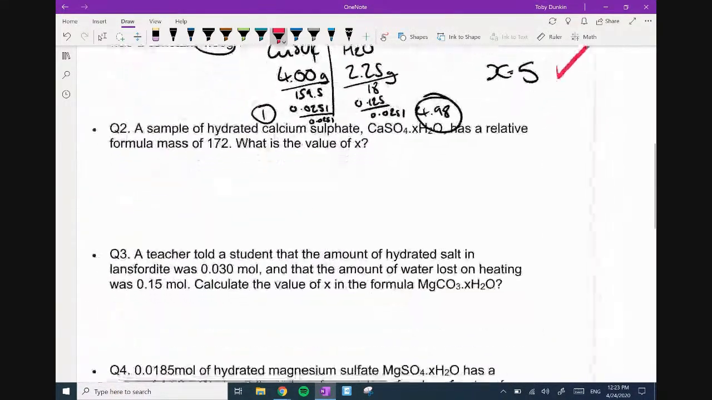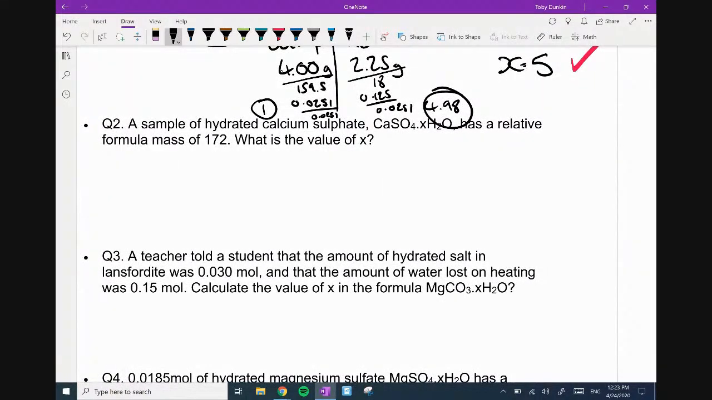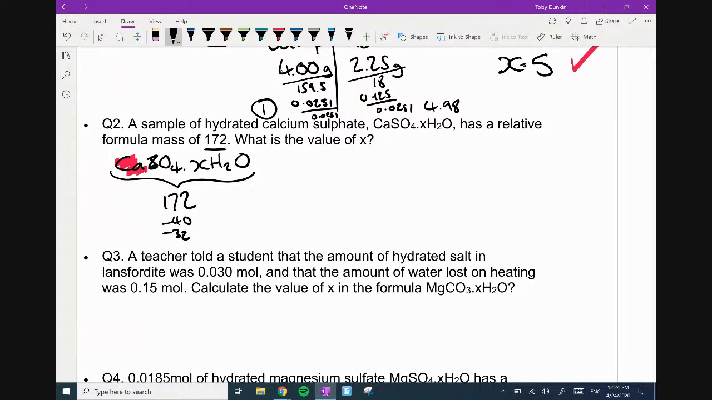Next. Okay, a sample of hydrated calcium sulfate has a relative formula mass of 172. What is the value of X? So this one's relatively straightforward. So they've just told us that this entire thing here has a relative formula mass, because it's ionic, of 172. Well, let's take away the parts we know. Take away calcium, minus 40. Take away sulfur, minus 32. Take away oxygen, minus 16 times 4.